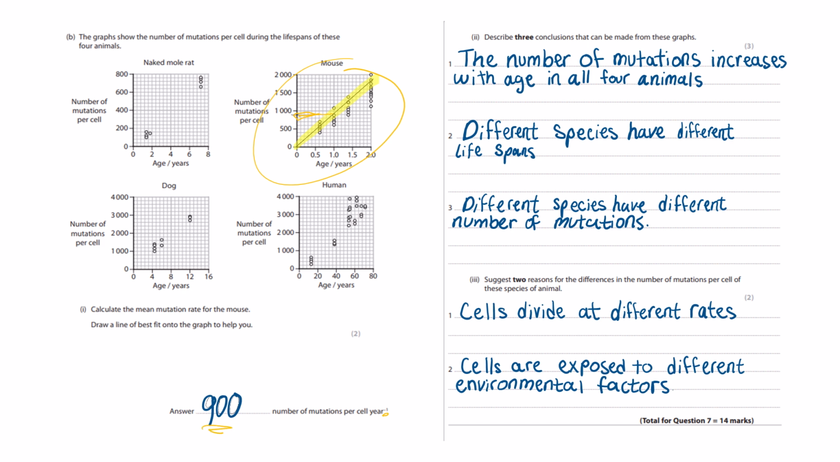I think it's going to allow any number from here to here. So I just chose 900 and it's correct. Now, describe 3 conclusions that can be made from these graphs.